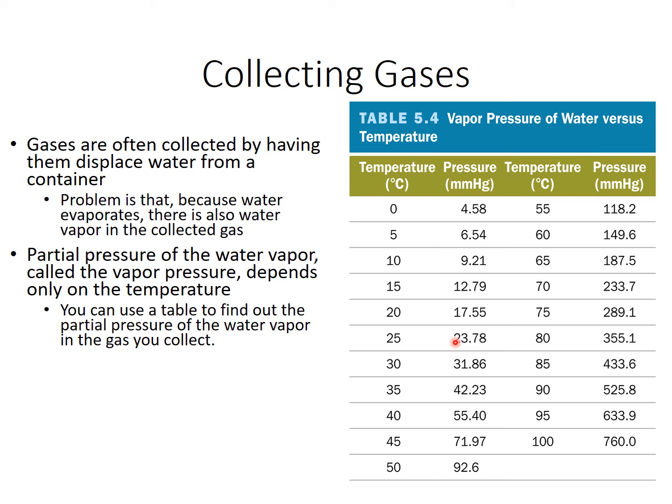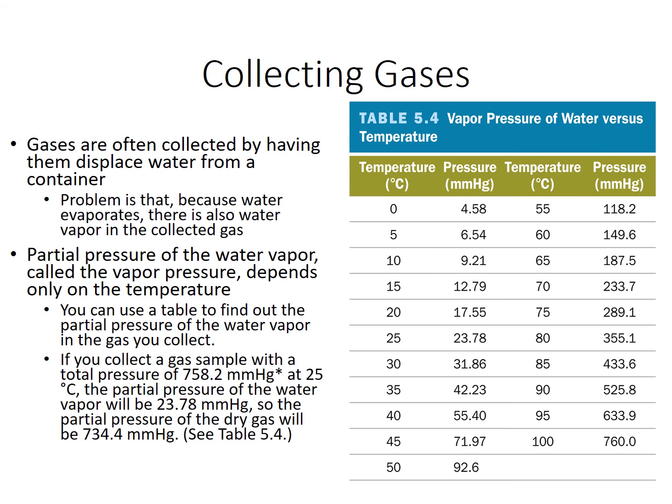And we'll be able to use Dalton's law to then determine how much hydrogen gas was in that vessel. Okay, so if we collect a gas sample that has a total pressure of 758.2 millimeters of mercury, which again, that was about 1 atmosphere, which was what we would expect. And let's say it's at 25 degrees Celsius, the partial pressure of water vapor would be 23.78 millimeters of mercury.